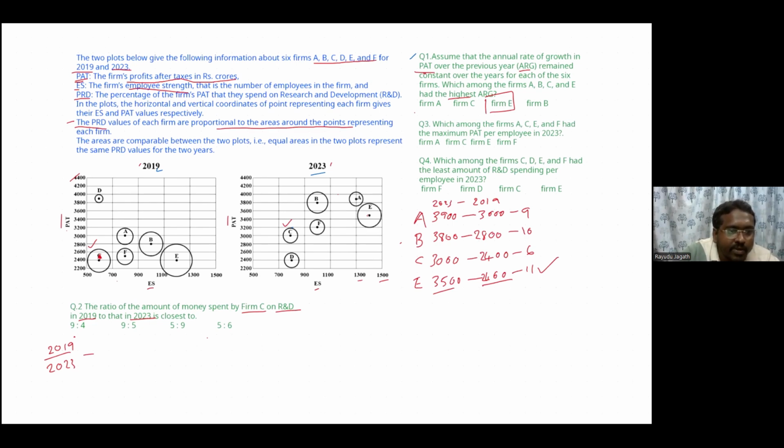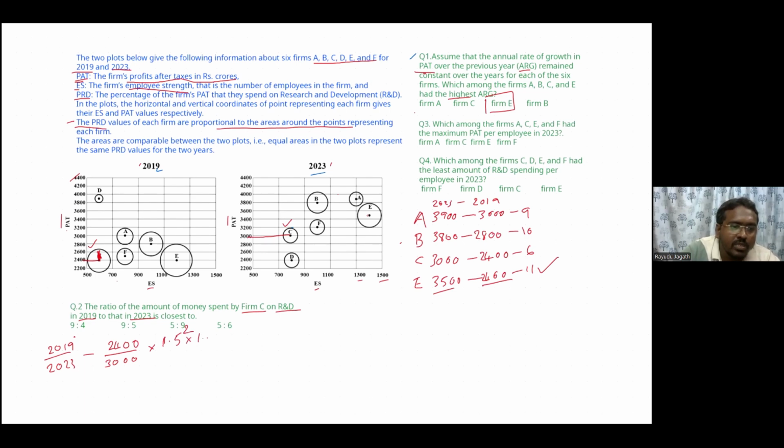So 2019 it is a ratio of 2400. Corresponding to 2023 it is a ratio 3000. This is 2400, this is 3000. So we can keep 3000 directly, and it's proportional to the corresponding area. If we observe, this is 1 unit, this circle is having 1.5 approximately. Actually, it is less than 1.5, but approximately it is having 1.5. So radius 1.5, we have to write radius square, 1.5 into 1.5.